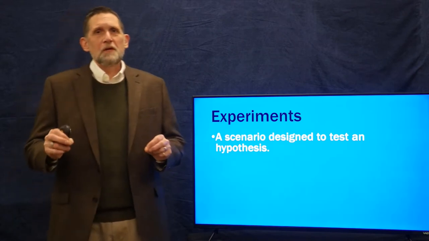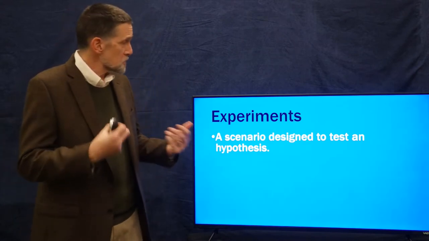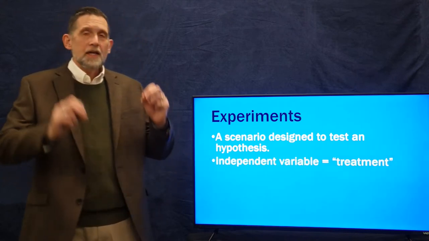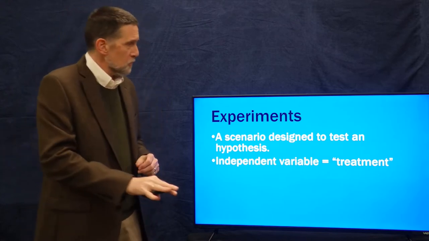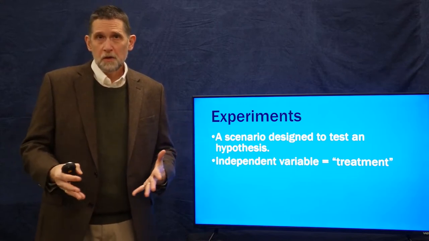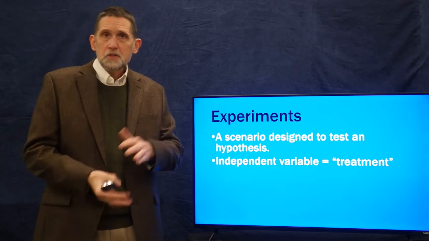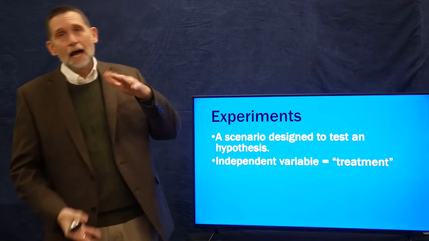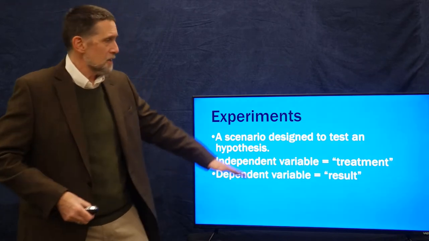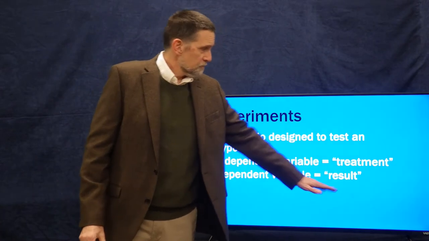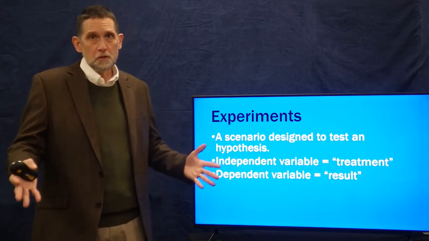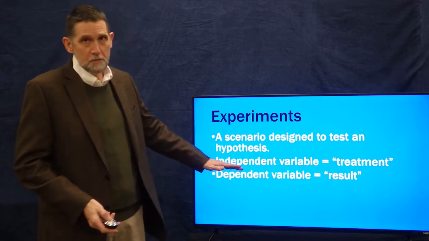So in an experiment, what you create is a scenario that's designed to test a hypothesis, where you have two things. One, an independent variable, we've talked about this before, which is typically in an experiment called a treatment variable, where you have a subject, you do something to them, something that varies from doing it a little to a lot. And then you have a dependent variable, one that is dependent upon the kind of treatment, and we typically call that the result. The dependent variable is the result of whatever happens with the independent variable.